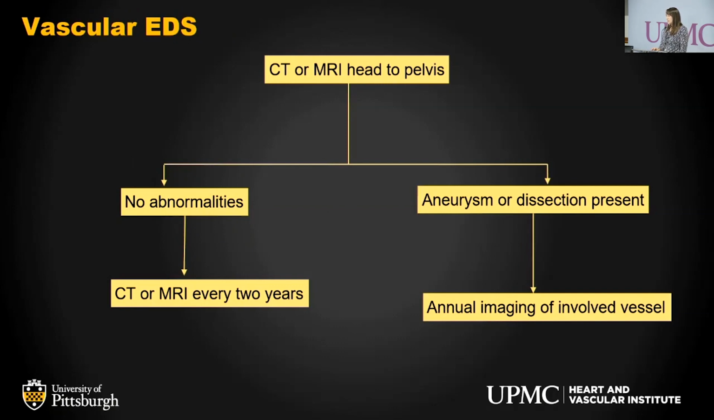These are general recommendations from the 2022 guidelines, but they do not have real data to support this. So these are not backed by class 1 or class 2 guidelines. But generally they say you should image them from head to pelvis at diagnosis. If they don't have any abnormalities, continue imaging them from head to pelvis every 2 years. If they have any aneurysm or dissection present, you should do annual imaging of the involved vessels.